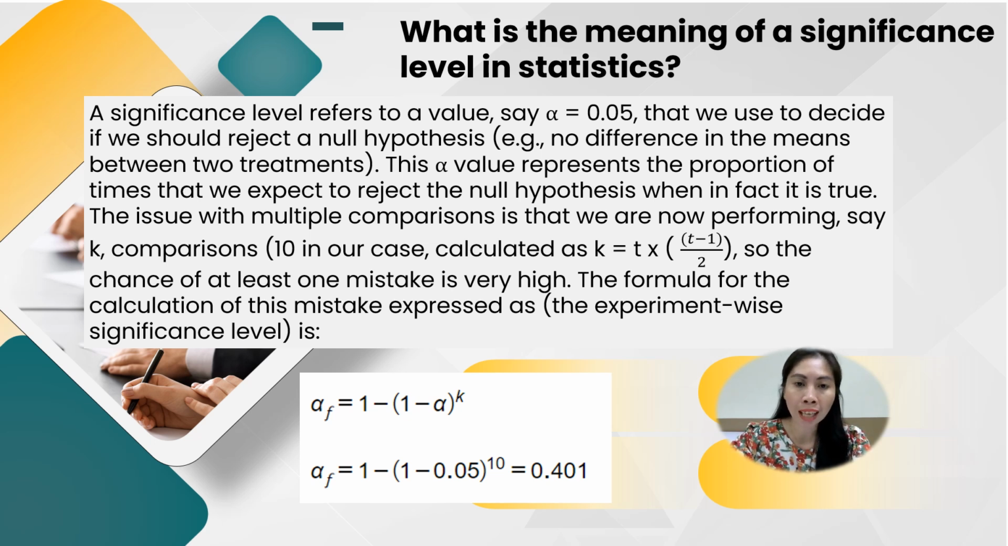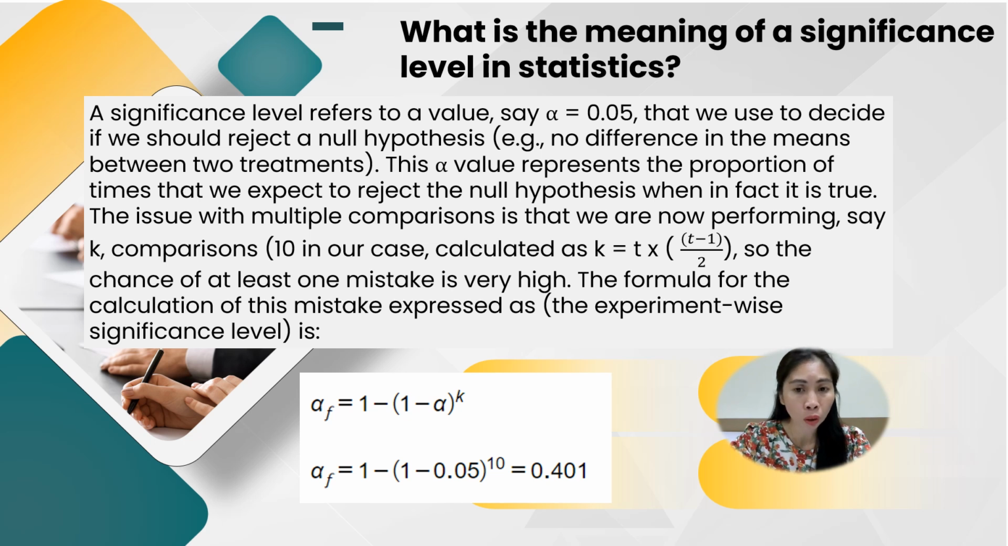The formula for the calculation of this mistake, expressed as the experiment-wise significance level, is alpha_F equals 1 minus the quantity 1 minus alpha to the power of K, where K represents our 10 cases, which is equivalent to 0.401. Hence, with K equals 10 tests, there is a 40% chance that we will incorrectly declare one or more pairs of means to be different.